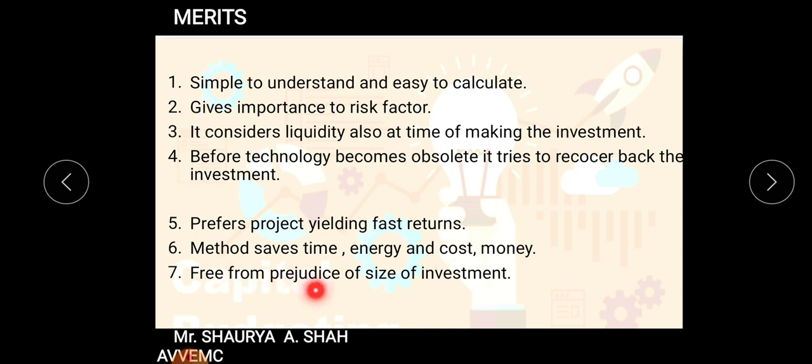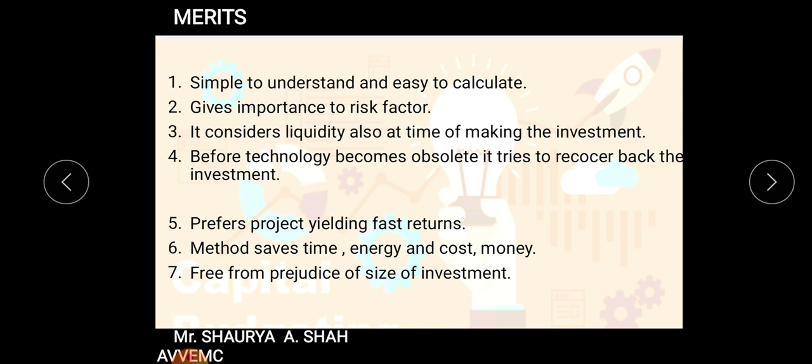Next is, it is free from prejudice of size of investment, right? Irrespective of size of investment, students, the project with the shortest payback period is selected, right? Whether your investment is more or less, the equation will remain the same. You are selecting the project on the basis of shortest time period. I suppose each and everyone is clear with this part.